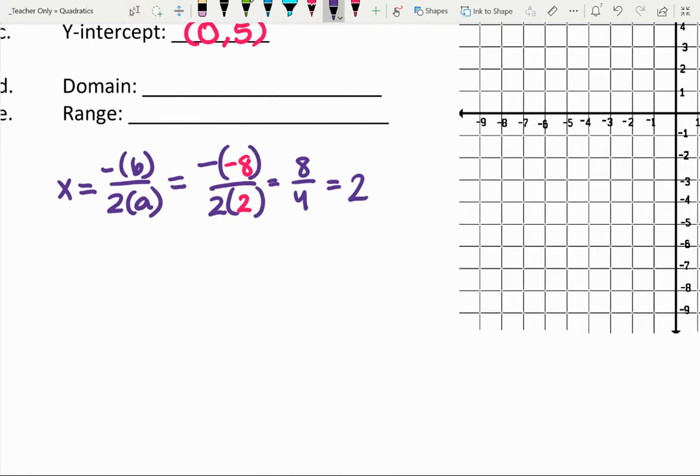And then we want to substitute that back into our original quadratic. So we have 2 times 2 squared minus 8 times 2 plus 5. And again, depending on how you want to handle this, with your calculator or individually in your head with the order of operations, you get a y value of -3.